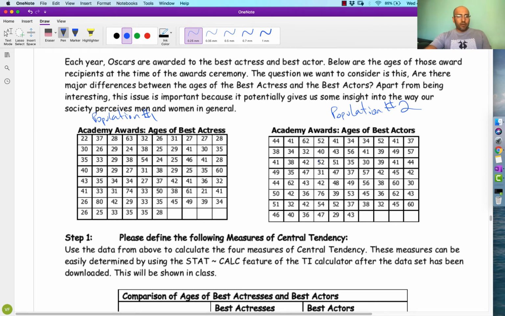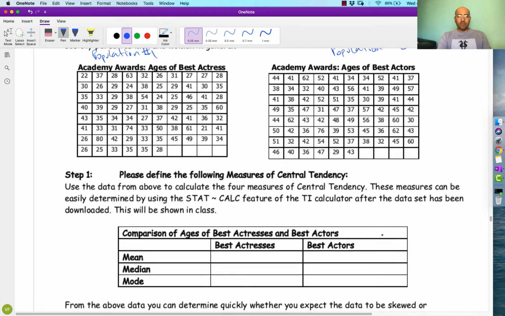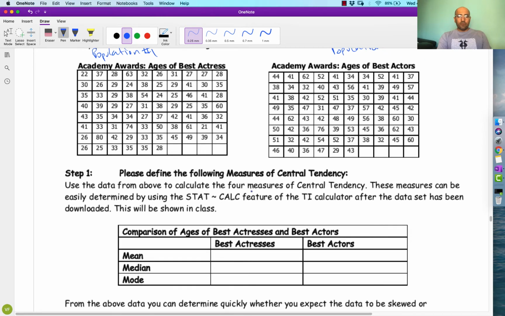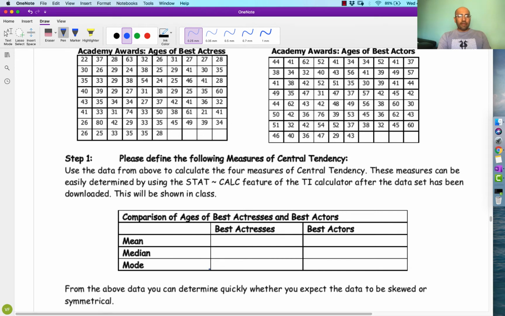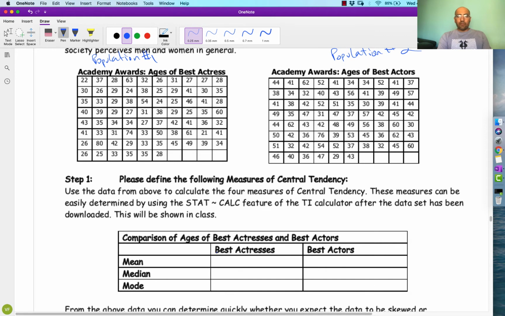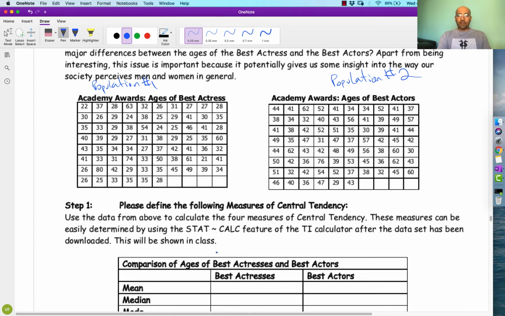Use the data from above to calculate the 3 measures of central tendency. These measures can be easily determined by using your calculator to find the mean, median, and mode. Mode's going to be a little harder, as we'll see, but the mean and the median we can definitely do. So it'd be a great opportunity to practice and remember how to do this. Go over to your calculator.